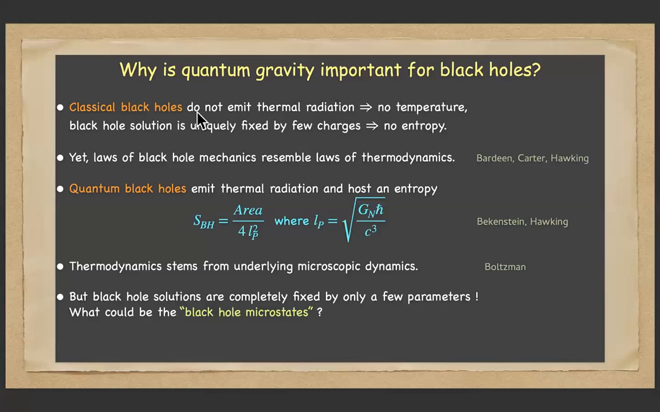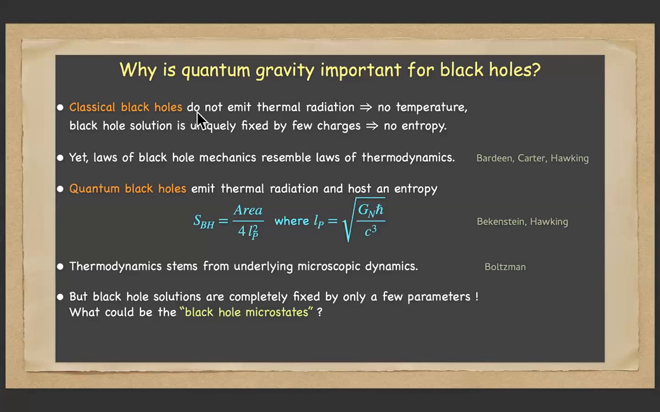Now, in an independent line of development, people like Bardeen, Carter, and Hawking were studying problems like: if you have two black holes and then they collide to form a new one, what are the laws that govern such processes? And they found that the laws, which they called laws of black hole mechanics, have remarkable resemblance with the laws of thermodynamics. At that point, it was not entirely clear whether it was just a fluke or there is something deep about it.